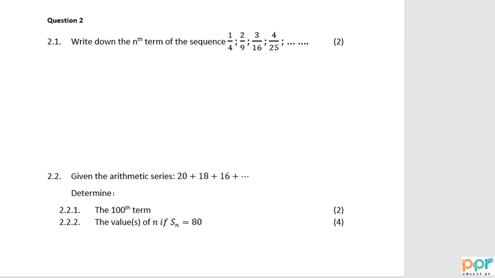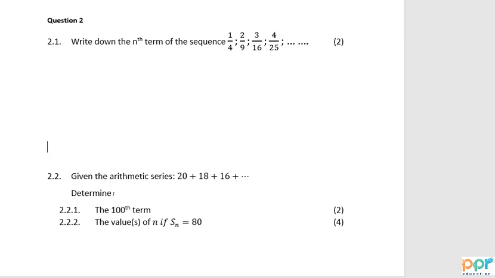Write down the nth term of the sequence. 1, 2, 3, 4. Do you see that this is sequential? First term, second, third, fourth. So there is no need to confuse myself on the numerators. Then let me try and focus on the denominators.